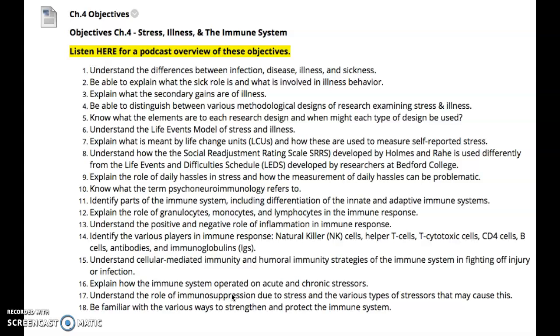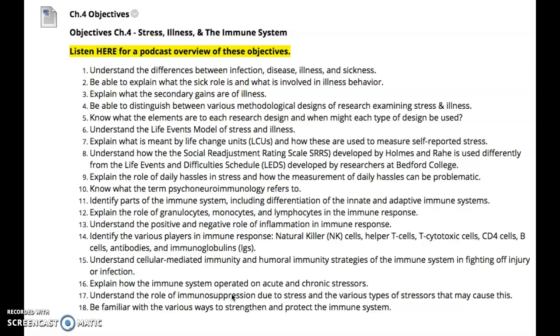Know about all the various players in the immune response. So there's so many different cells that are specialized to do unique jobs within the immune system. They only get triggered, or they only come into play when it's their time. We've got natural killer cells, helper T cells, T cytotoxic cells, CD4 cells, B cells, antibodies, and immunoglobulins. So that's a lot. A lot of them overlap. They do similar things, and yet they each have specialized functions.